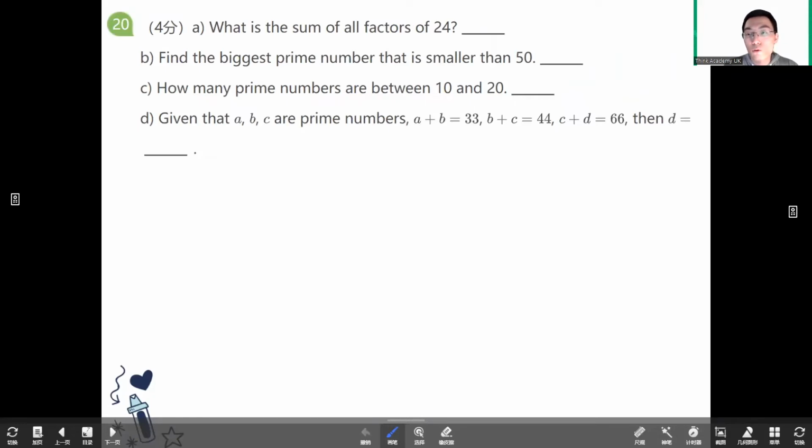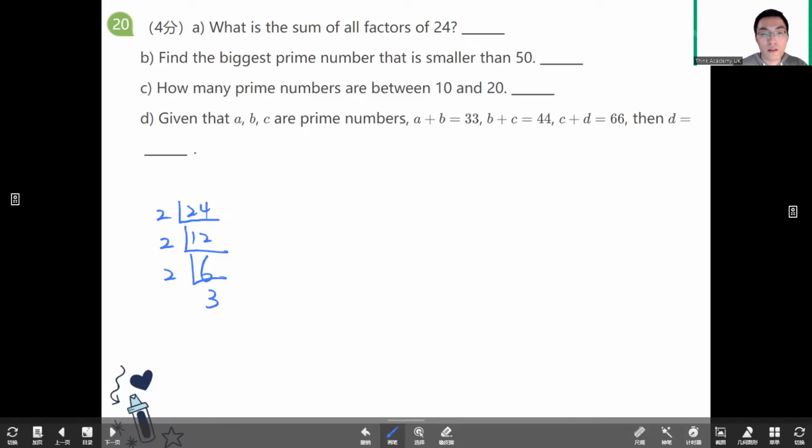What is the sum of all factors of 24? We can first try the prime factorization of 24. Remember how to do prime factorization: we use short division using this sign. We start with the smallest prime number, which is the only even prime number, 2. 24 divided by 2 gives us 12 as quotient. 12 is still divisible by 2, so we stick with 2, and it gives us a quotient of 6. And 6 divided by 2 is 3. 3 is a prime number, so we stop there.